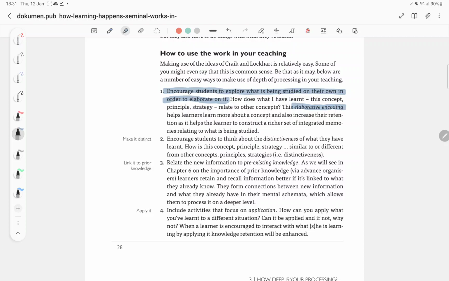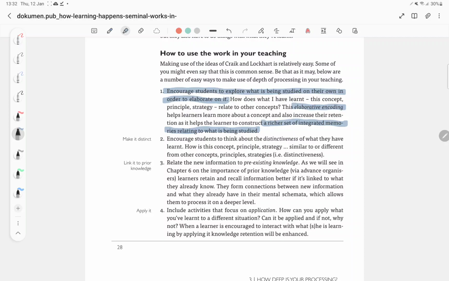So what they're trying to do over there, elaborative encoding, is relate it to other concepts, and by doing that, they're constructing a richer set of integrated memories of what's being studied. Now just think about this. Rather than getting the students to look at it and just associate it very superficially with what the thing looks like, and rather than getting them to work with what it sounds like, you're getting them to engage with meaning making.